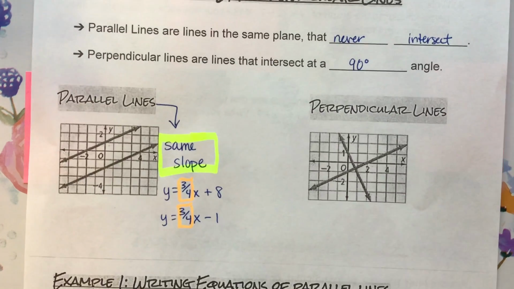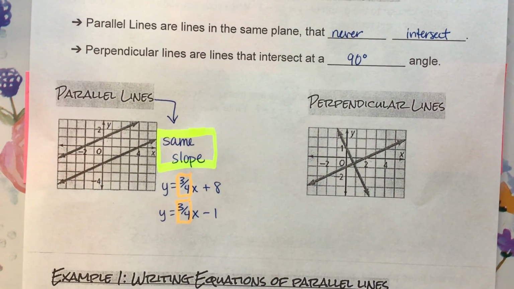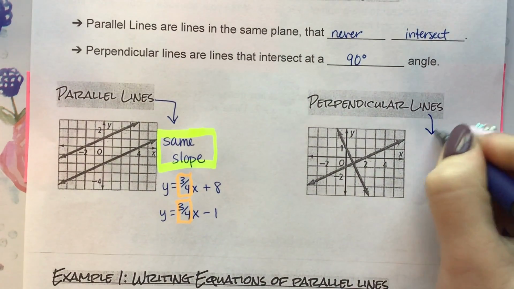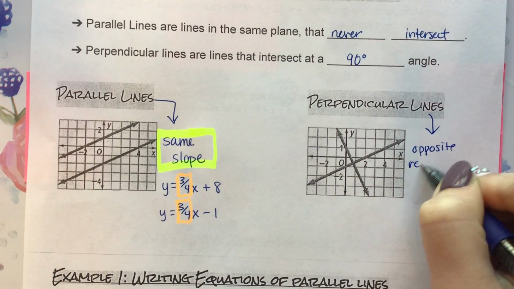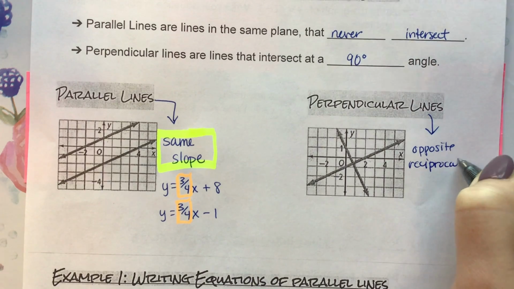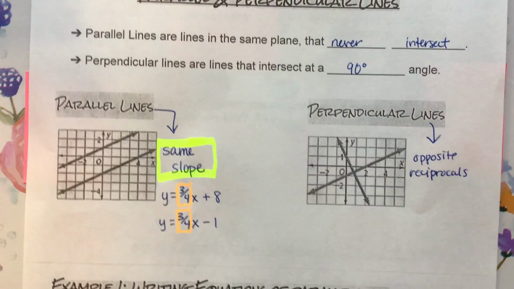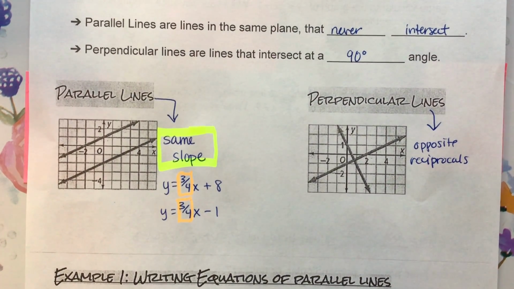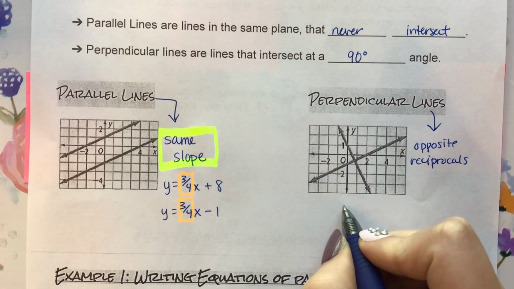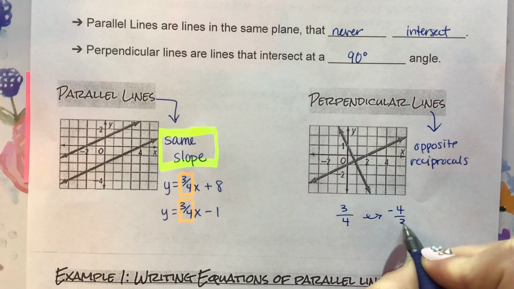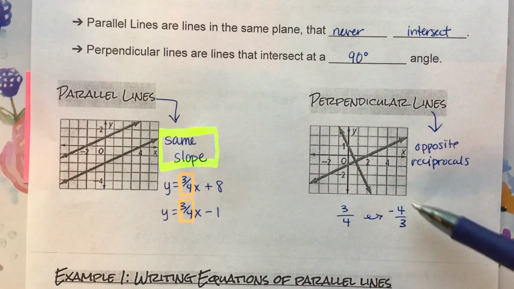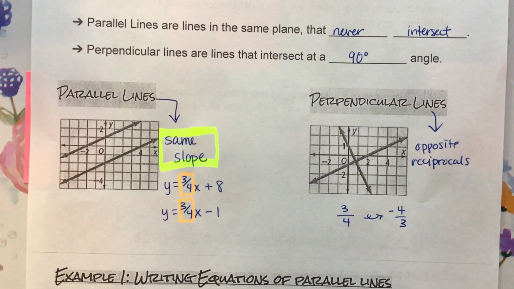We also have perpendicular lines. Perpendicular lines intersect at a 90-degree angle, like I said, and how do their slopes relate? Their slopes are opposite reciprocals. Opposite reciprocals are like this. If I have 3/4, the opposite reciprocal is -4/3. Notice I flip the fraction and I make the sign opposite.